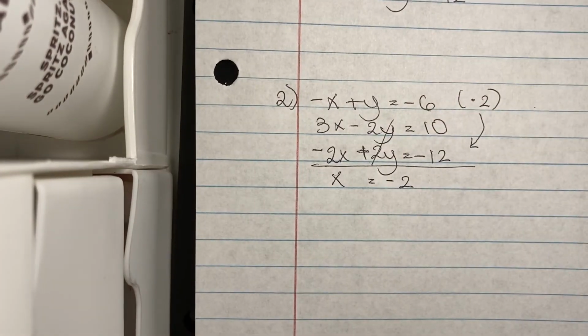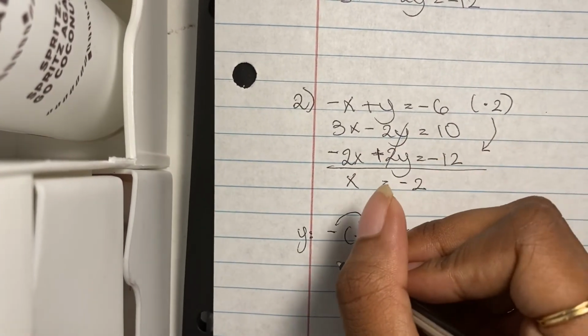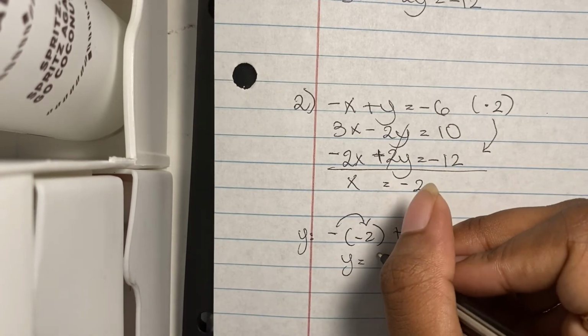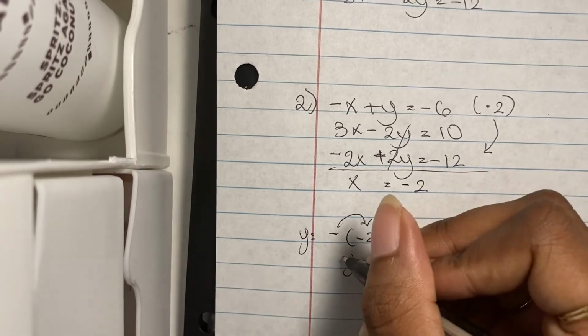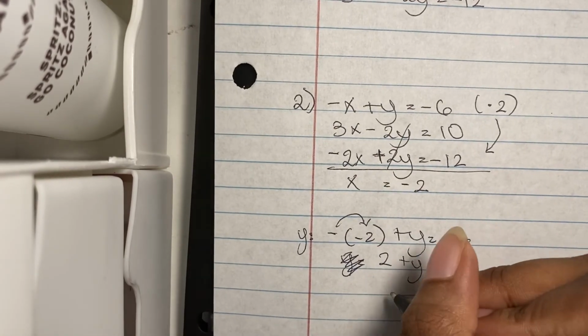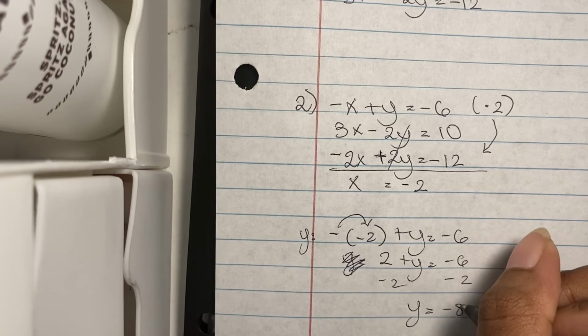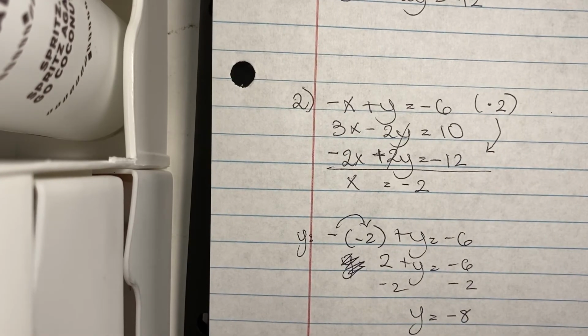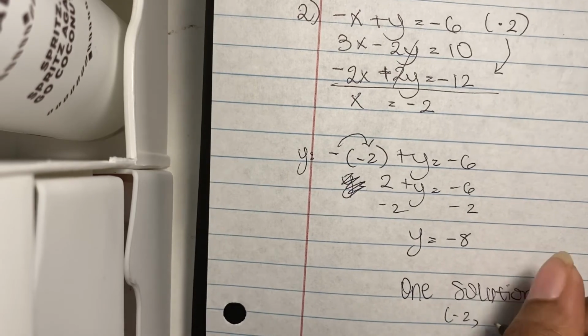So now that I know what x is, I can plug into one of the equations and get what y is. Because I distributed, and that y kind of confuses you, so don't put it there, because you might want to subtract the y and end up with 0, and it's just going to be confusing. So y equals negative 8, and I ended up with one solution.